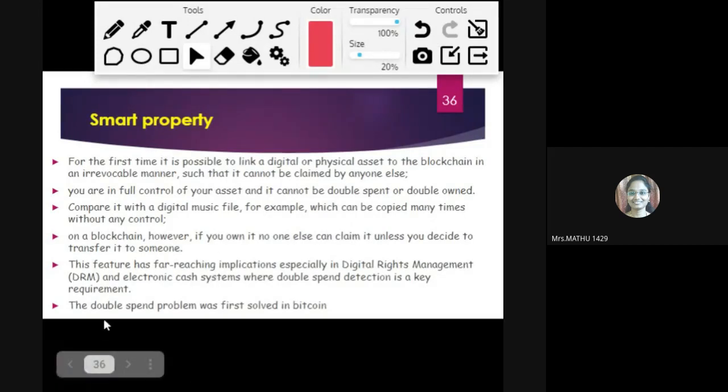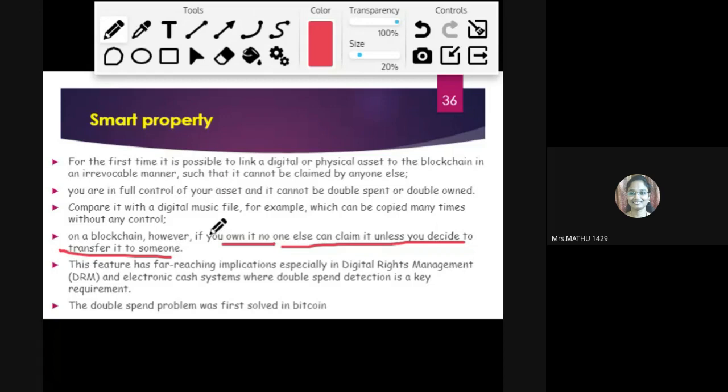So the double spend problem was first solved in Bitcoin, and also in a blockchain, if you own an asset, no one else can claim it unless you decide to transfer it to someone. Without your permission it cannot be owned by anyone else, and it also cannot be double spent or double owned. You yourself cannot spend it twice, or own it twice.